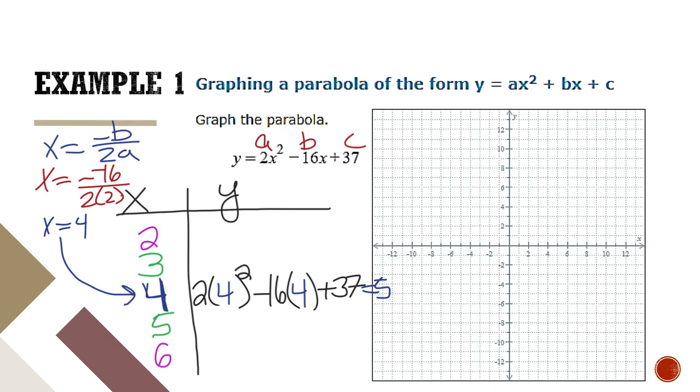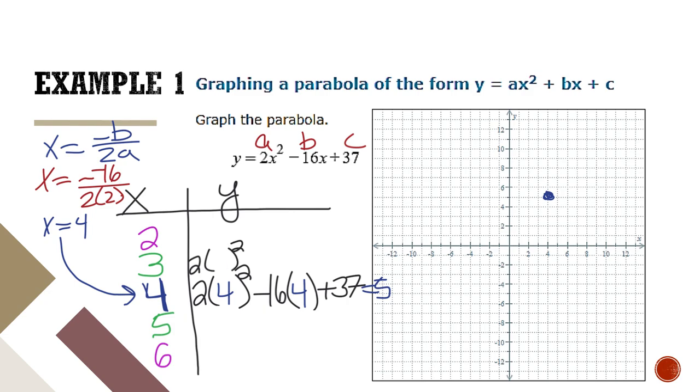So go right 4 and up 5, and I'm going to place a dot. This is my vertex. Notice how a is positive, so it is going to open upwards from there. So this is the lowest point or the minimum value of this. So then all I have to do is copy and paste that using a table.